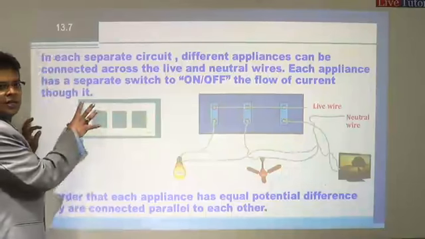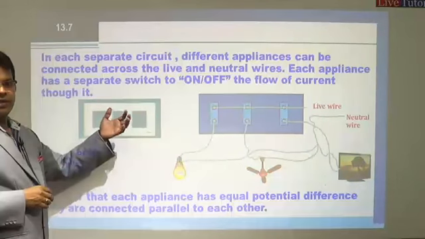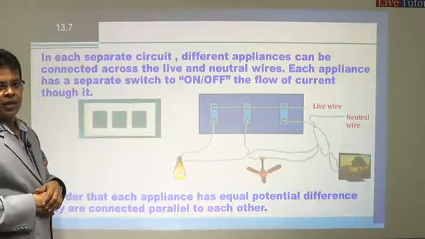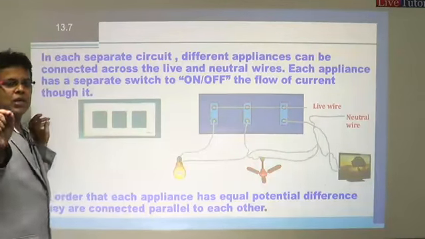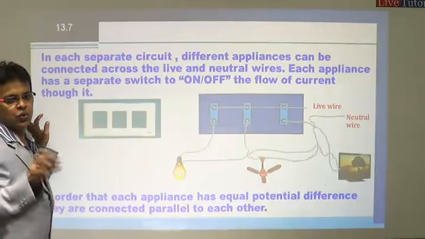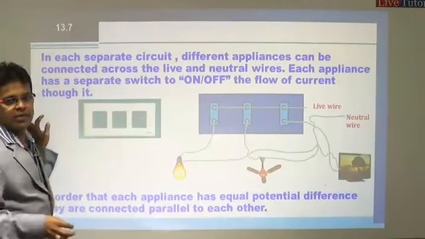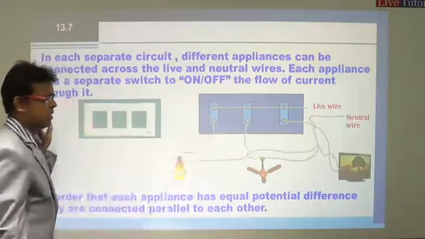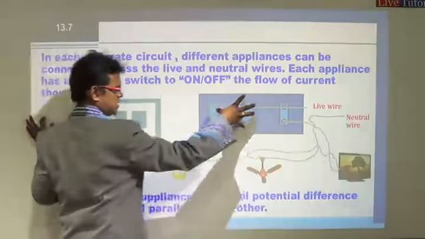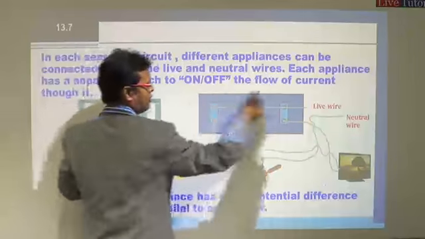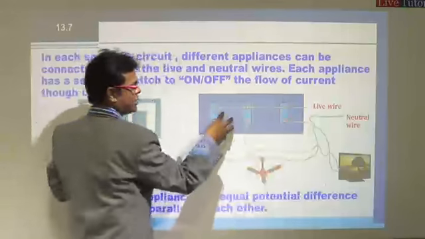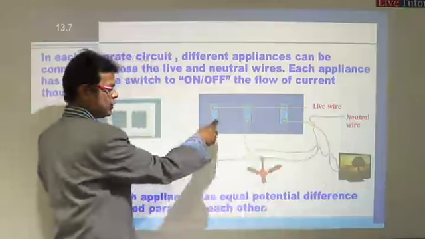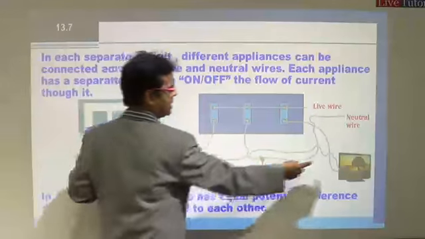Now in each separate circuit, I said that we can have different appliances connected across the live wire and neutral wire. But each appliance should have a separate switch to turn it on and off, to control the flow of current. For example, I have given a small diagram you can see here. We have one board, right? Only one socket board is there. This is like a switch board. We have 3 switches here. From each switch I have one appliance connected across.